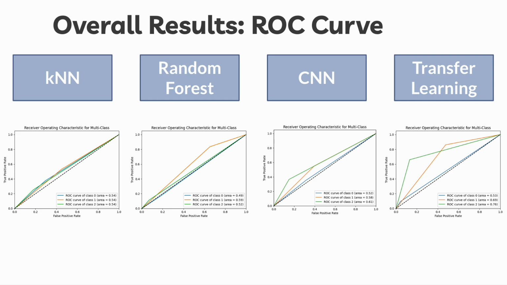Now for the ROC curves, we could see there are general improvements as we move to more complex models, shown by the increase in the area under the curve. We could see the resulting transfer learning model has the highest true positive rate.